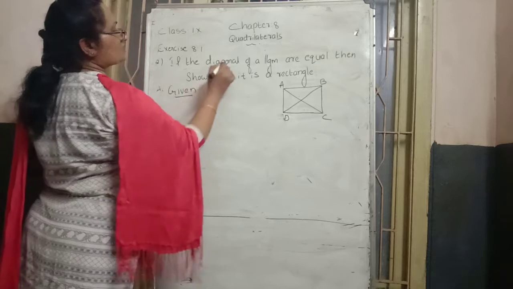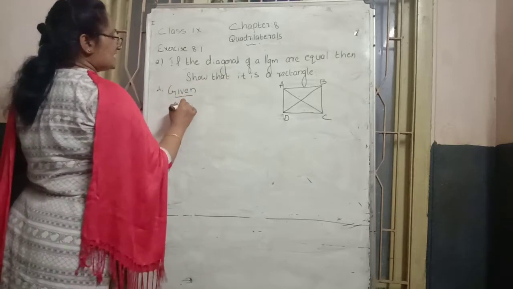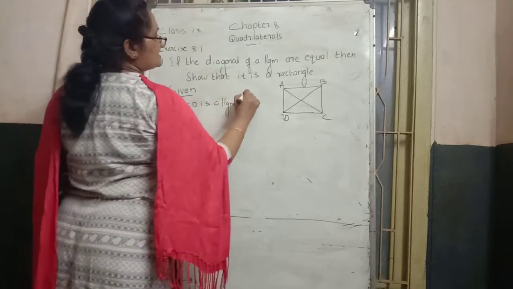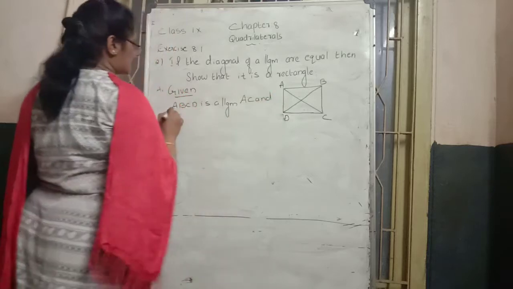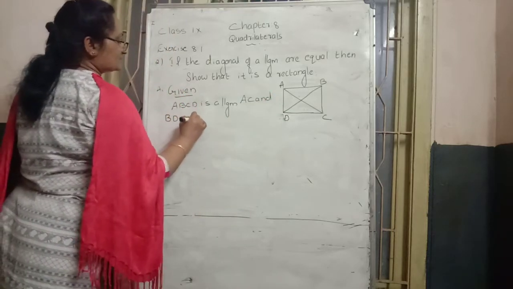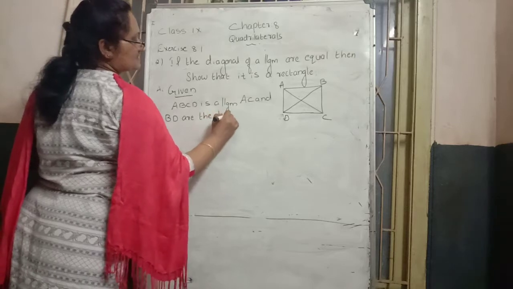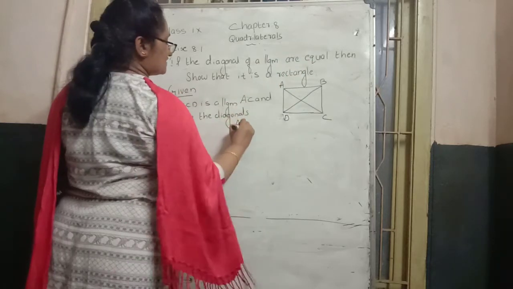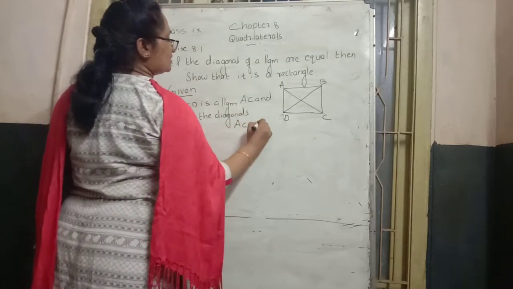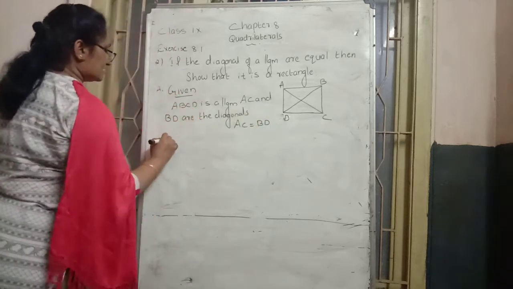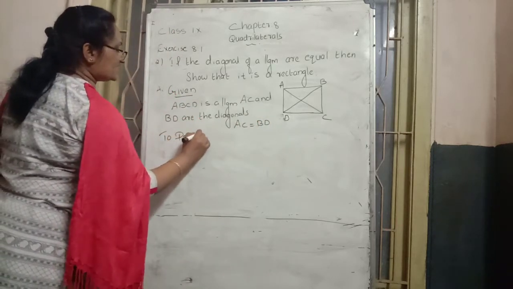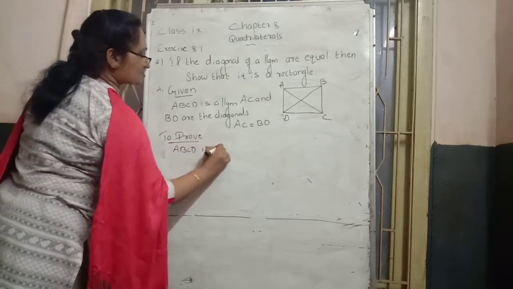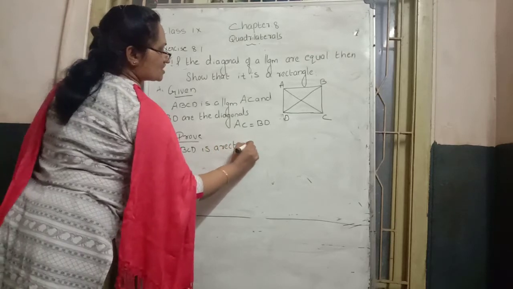What is the information given in the question? They gave that ABCD is a parallelogram. Then which are the diagonals? AC and BD are the diagonals. They are equal. That's why we can write that diagonal AC and diagonal BD are equal. Then to prove, we want to prove ABCD is a rectangle.